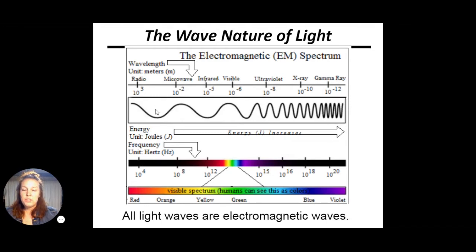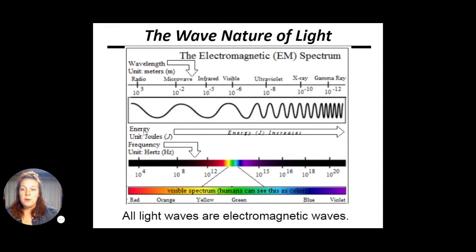So as we move left to right on the electromagnetic spectrum, you can see that the wavelength decreases. And you can support that by looking at either the powers of 10, which decrease as you move left to right, or you could just look at this picture and see that the wavelength itself is getting shorter and shorter and shorter as you move left to right.